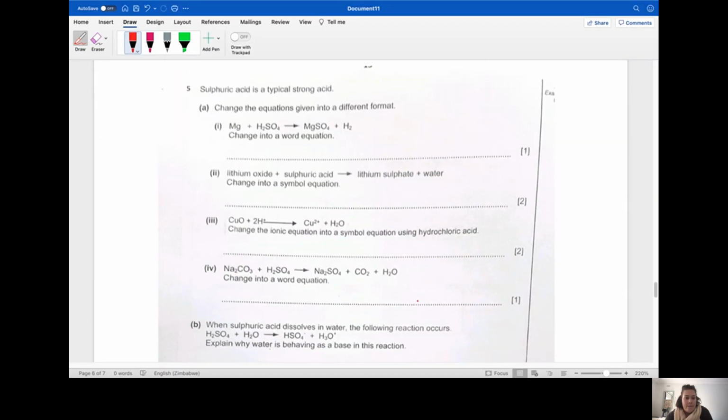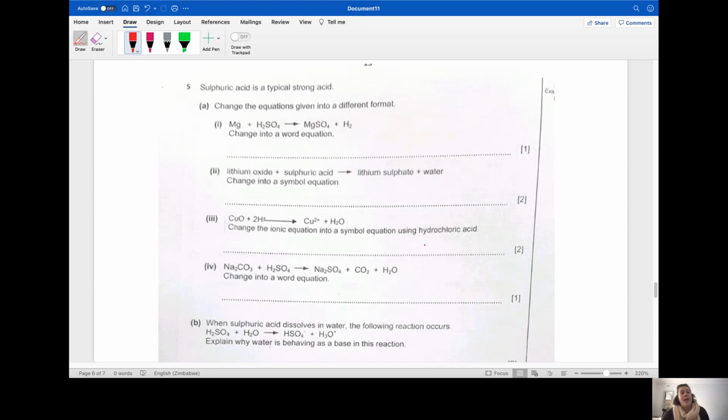Right, question 5 was equations. Some of you did well, some of you not so well, some of you okay. This one is tricky, I understand, because again, it's application of your knowledge. It's not just learning. So they tell you sulfuric acid is a strong acid. Change the equations into the format that they tell you. So we are going from this equation to a word equation. So you're just writing the words.